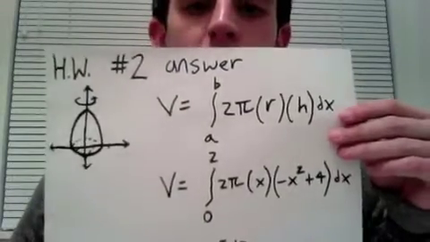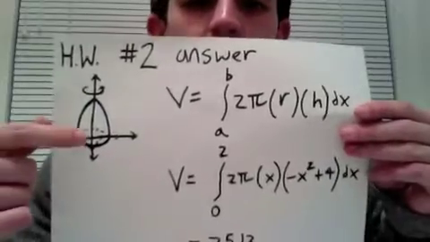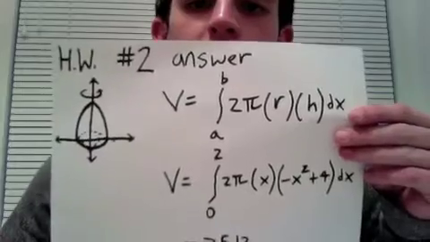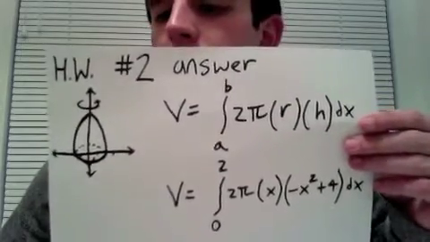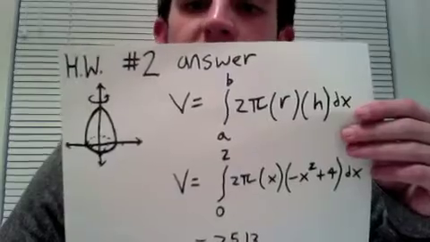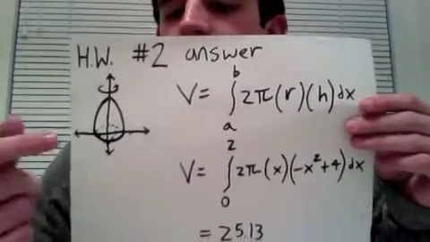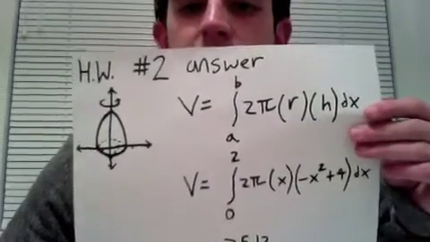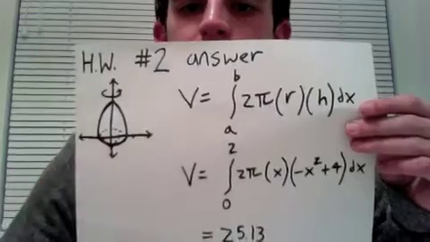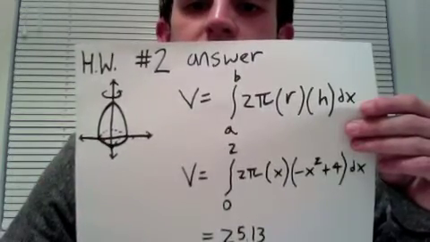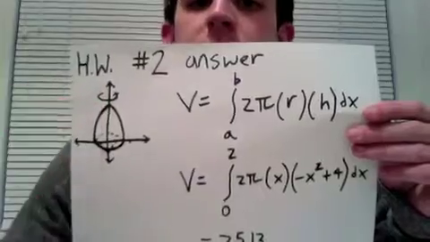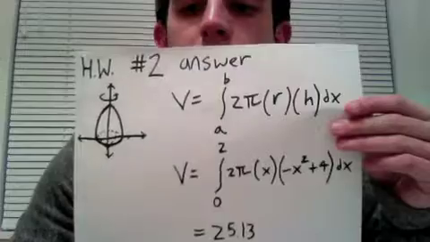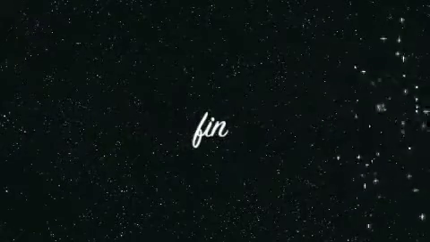So here's the answer to the second homework problem. Here's the shape that we revolved around the y-axis, and we know that volume equals the integral from a to b of 2 pi times the radius of the shell times the height of the shell, dx. And so for this specific shape, it's from 0 to 2 pi times x, which is the radius of this, times negative x squared plus 4, which is the height of the shell, dx. And the answer is 25.13.